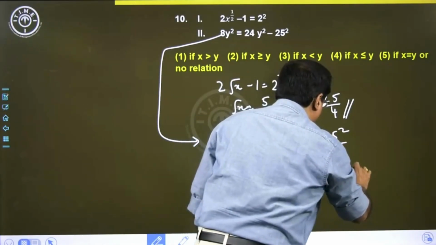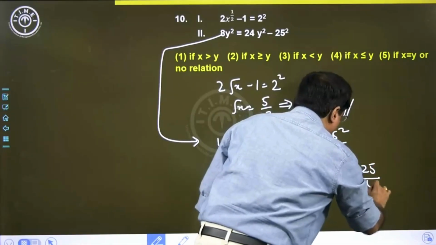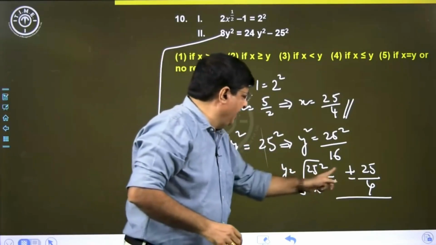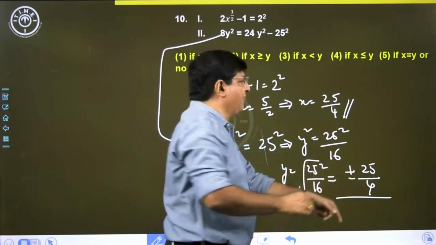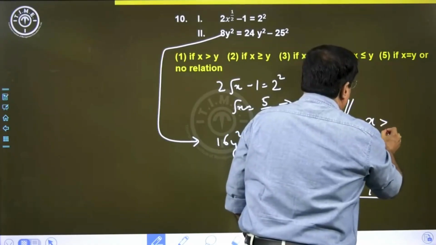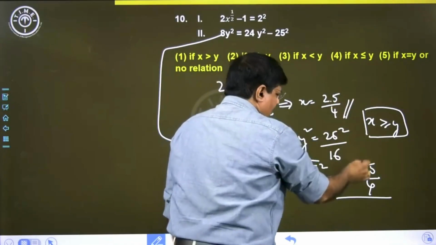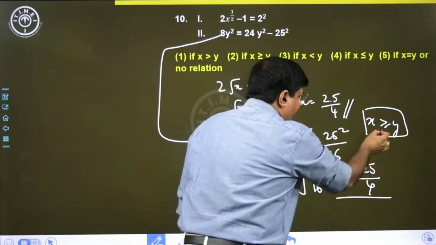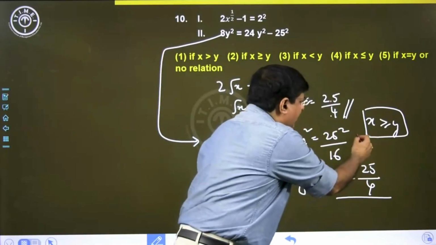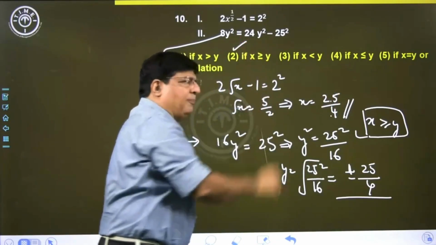This is plus or minus 25 divided by 4. So x is 25 by 4, y is plus or minus 25 by 4. So x is greater than or equal to y, because 25 by 4 is equal to plus 25 by 4, and 25 by 4 is greater than minus 25 by 4. So x greater than or equal to y, option 2.